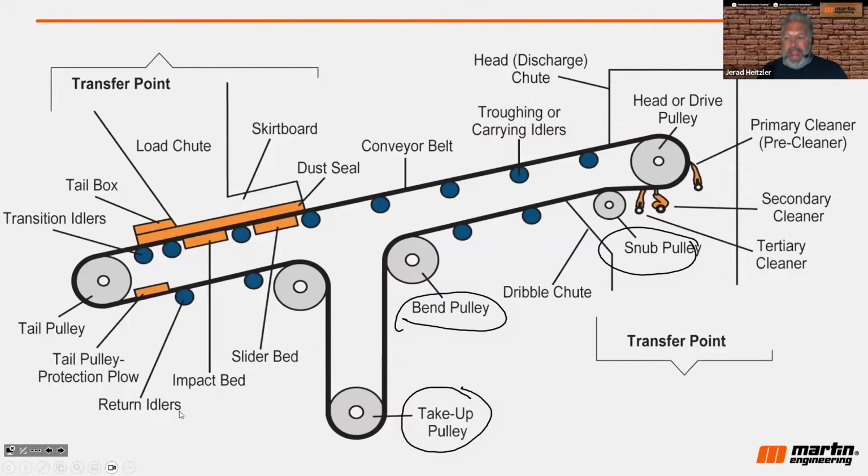All conveyors, even my treadmill, which I don't use, have a head pulley and a tail pulley. A bend pulley and a take-up pulley, those pulleys work in conjunction with each other to keep tension on the belt. What happens in conveying is the drive creates power.